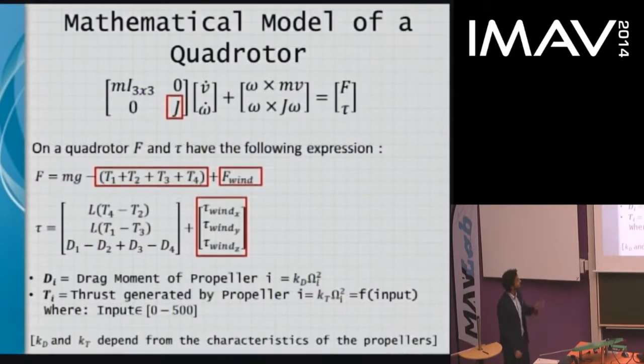And just a small remark on D_i and T_i. D_i is the drag moment generated by propeller i, and T_i is the thrust generated by propeller i. Both of them are proportional to the square of the RPM of the propellers. And K_D and K_T depend on the characteristics of the propeller, of course.